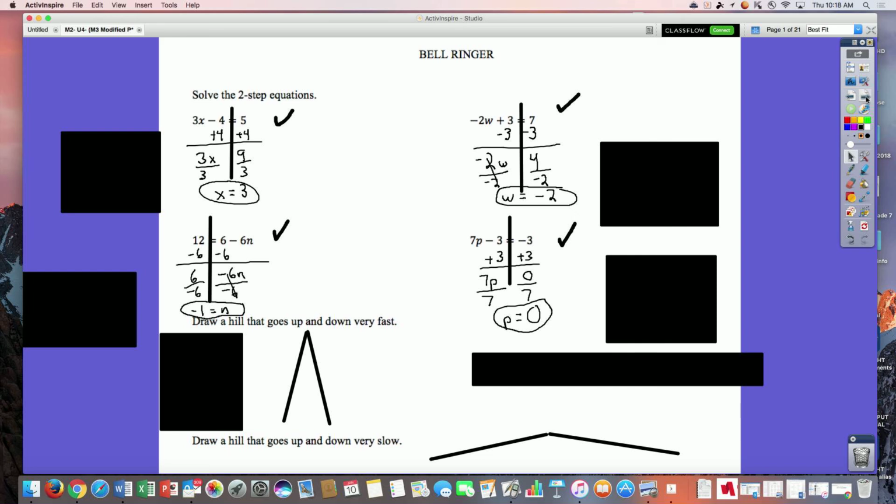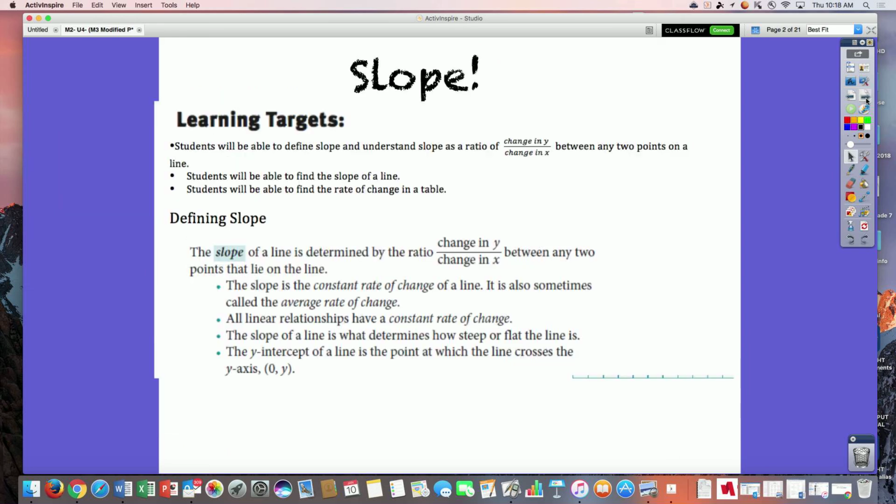All right, grab your note packet. Get ready. There's a lot of information in this thing. What we're going to talk about today is slope. You'll be talking about that for a while. Today you'll be able to define slope and understand slope. And slope is a ratio. Basically the change in y over the change in x. By the end of today, you'll be able to find slope of a line. And you'll be able to find the rate of change, but that will be in our next lesson. Part 1 is just this part right here. Find slope.